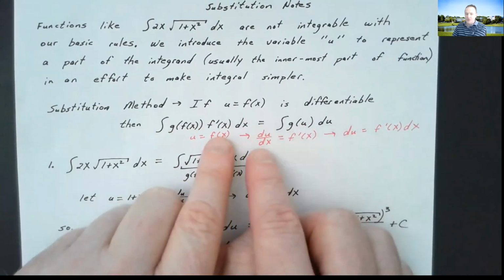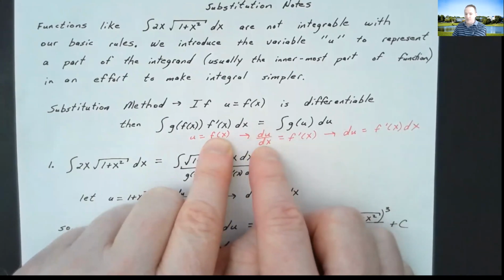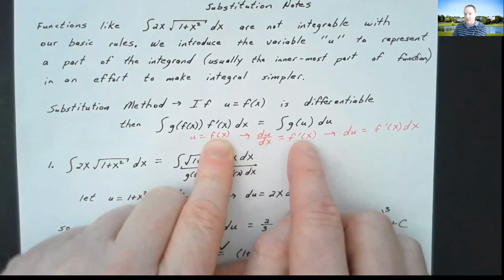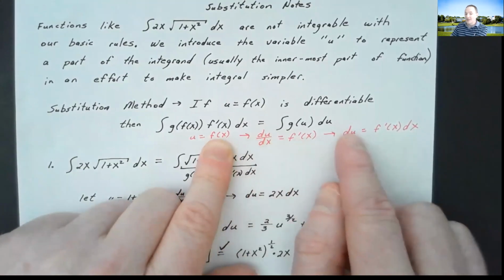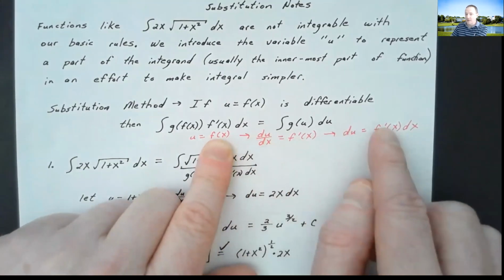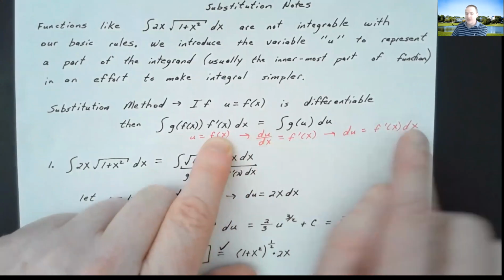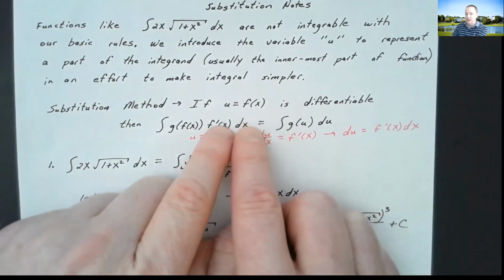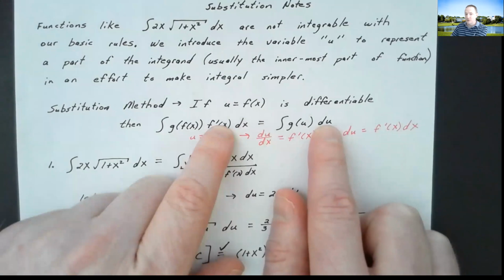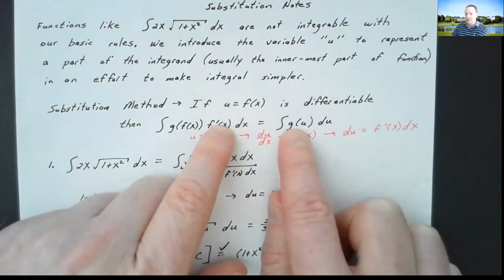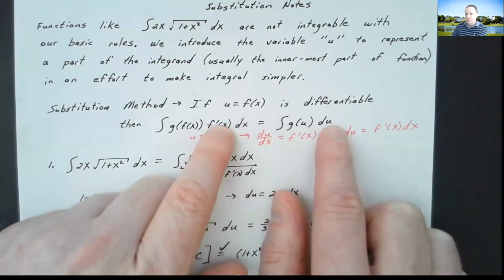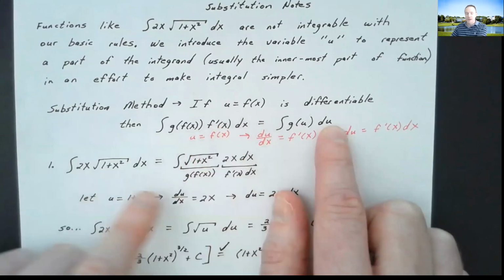Now, I've tried to show that here. If I let u equal f of x, then the derivative of u with respect to x would be the same thing as f prime of x. So then du is going to be f prime of x times dx. That f prime of x dx just gets replaced with du in our problem. And then we integrate the function g of u with respect to u. And it's not going to be too bad at all.